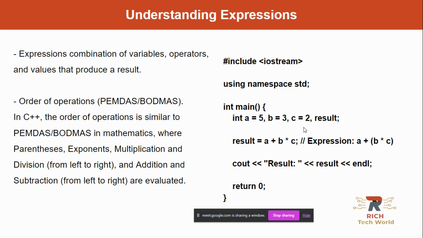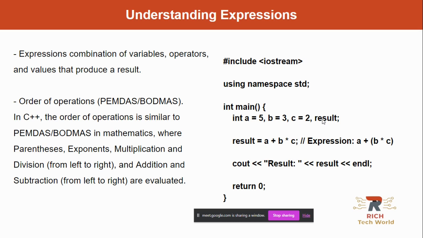So we've declared how many variables? One, two, three, four variables: a, b, c, and result. These are all variables, and we've declared them as integers. We've given all the variables initial values except result. Result we don't know, so we didn't give it any initial value. With a equals 5, b equals 3, c equals 2, but result equals nothing. So we've just declared it, not initialized.